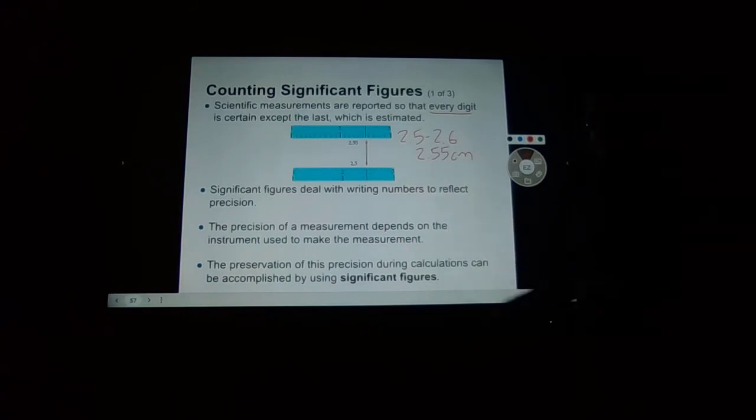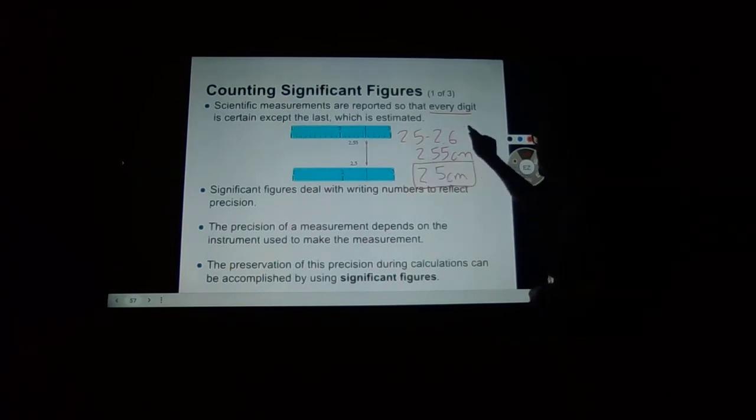Now, if I utilize the one underneath that, the most I can accurately measure to is the nearest centimeter. I know it is somewhere between 2 and 3. So I have to estimate the next digit. I can't estimate the next 2 digits. I can only estimate the next single digit. So I'm going to estimate the tenths digit. It looks somewhere in the middle, so we're going to say 2.5 centimeters.